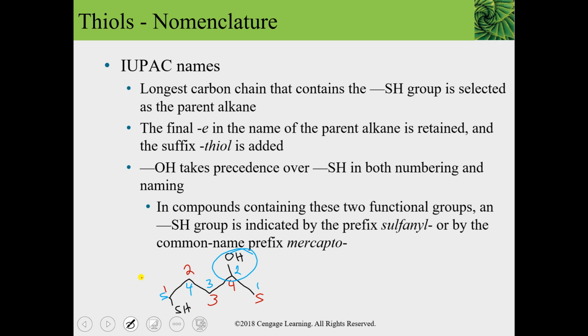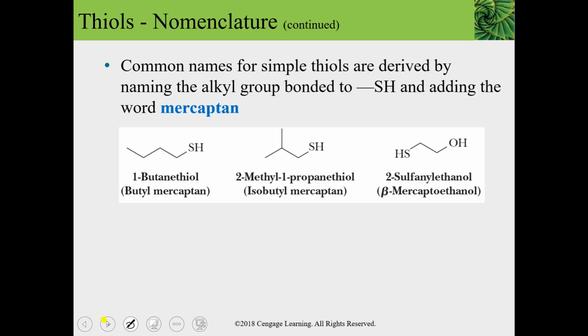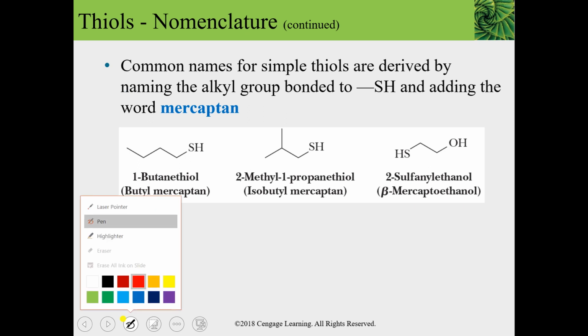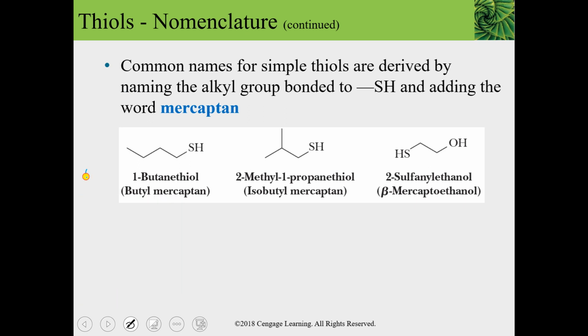If we have both functional groups, we know there's an SH group present by using sulfanyl, or by the common name mercapto. So let's look at the common names as opposed to IUPAC names. So our top line is going to be IUPAC. Our bottom line is going to be common.